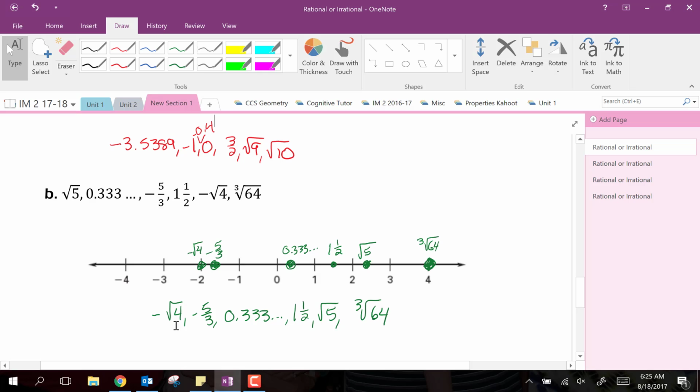So here's our ascending order: negative root 4, negative 5 over 3, 0.3 repeated, 1 and 1/2, square root of 5, cube root of 64.